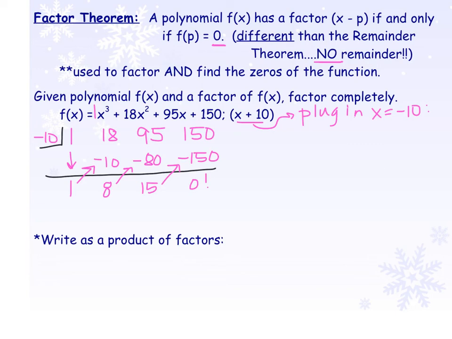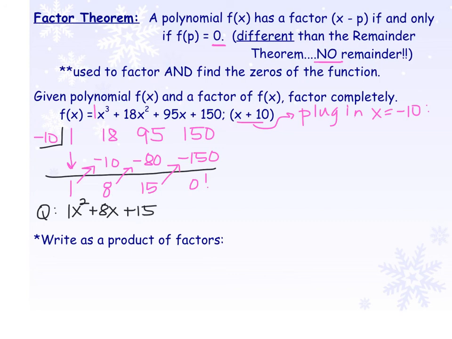All right, so now to figure out our quotient, what's left over? Remember, the quotient is always going to be 1 less degree from the original polynomial. The first number in our bottom row is 1. That's going to be the coefficient in front of the x squared term, 1x squared. 8 is positive, so I'm going to put plus 8x. And then there's a plain plus or positive 15, so plus 15. And then there's no remainder.